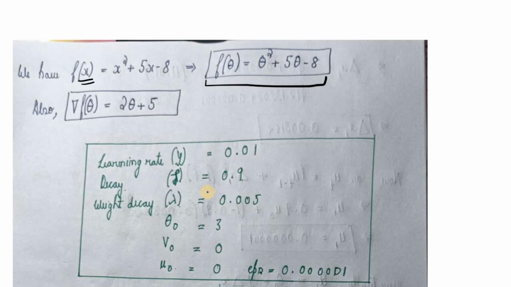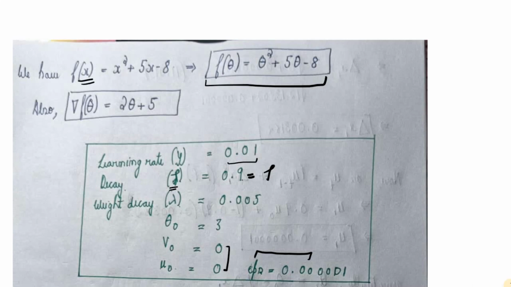We start with a learning rate gamma of 0.01. We start with the decay rho, with a value of 0.9. Weight decay is just consistent with how it was in AdaGrad as well. The same weight decay is being implemented in this paper too, which I considered as 0.005. I start with the initial value of theta as 3, and as per the paper both V0 and U0 will be 0, and we considered the value of epsilon as this.